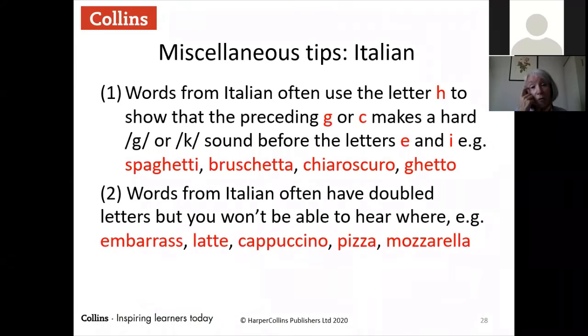Words from Italian often have doubled letters, but you won't be able to hear where. So embarrass, which is a great word in a spelling competition because everybody confuses the number of Rs and Ss, is from Italian. Latte, cappuccino, pizza, mozzarella, all of these words are from Italian, which is a clue that there could be a double letter in there. But watch out, because look at cappuccino, double P, double C, one N. You can't hear where, but the answer Italian is a clue to think about double letters, double consonants in a word.